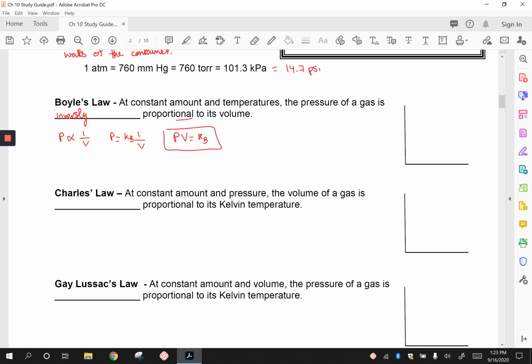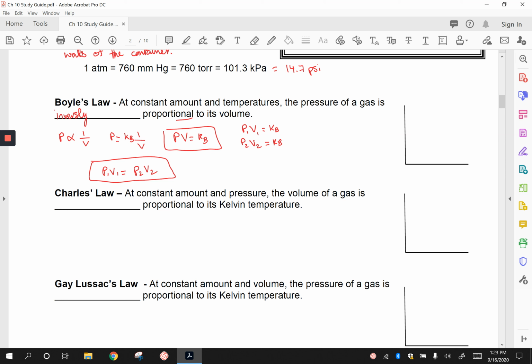If you have changing conditions, so if I have a gas and I measure its pressure, let's call that P1, and I measure its volume, V1, multiply them together, I get this constant. Let's say I change the pressure, so now it's a new pressure. The volume will also change. If I multiply those together, I should still get the same constant, as long as it's the same gas at the same constant amount and temperature. So I can set both of these equal to each other and say that P1 V1 is equal to P2 V2, and I can use that for changing conditions.